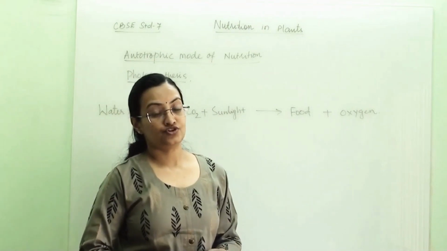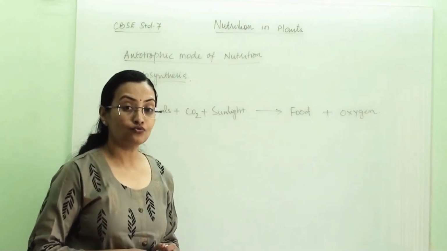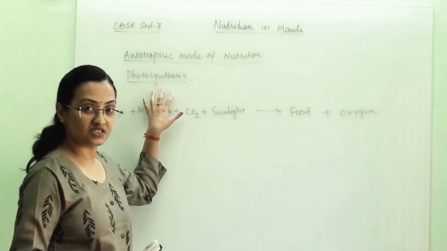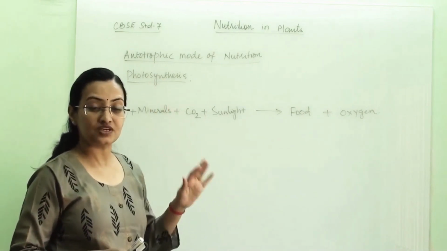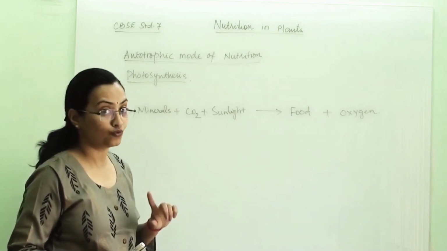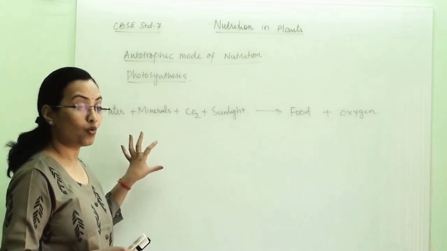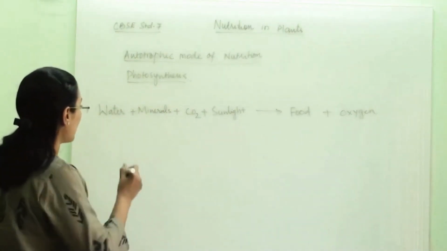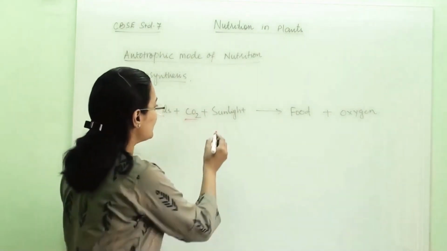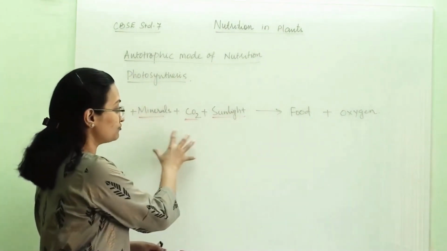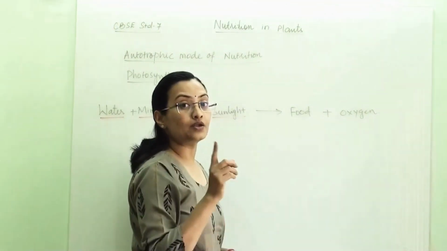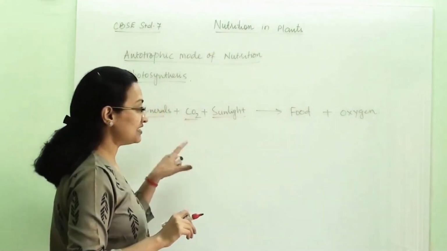Autotrophic mode of nutrition. So how are autotrophs making their own food? Autotrophs make their own food via a process called photosynthesis. That means plants and trees do photosynthesis, and via this they make their own food. Now during photosynthesis what will happen? They require water, minerals, CO2 (carbon dioxide), and sunlight. With the help of these four simple substances, they will make their food and they will liberate oxygen into the air. Now let us understand in detail.